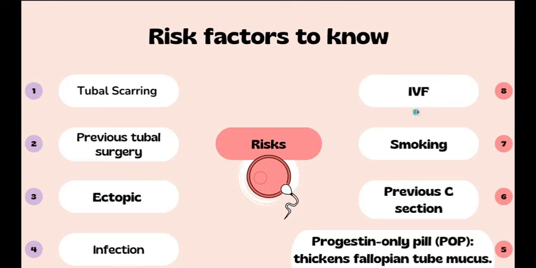So in terms of risk factors to know, these are relevant in exams because some of these may be listed in the patient history. Some of the risk factors are tubal scarring, previous tubal surgery, ectopic pregnancy that's happened before, infection, IVF, smoking, previous C-section, and also, interestingly, a progesterone-only pill. This thickens the fallopian tube mucus and is a slight risk factor for ectopic pregnancies as well.